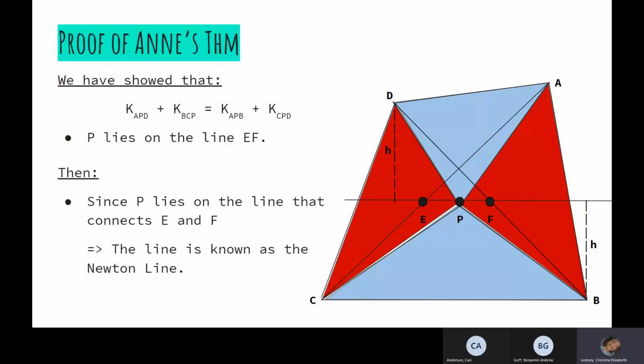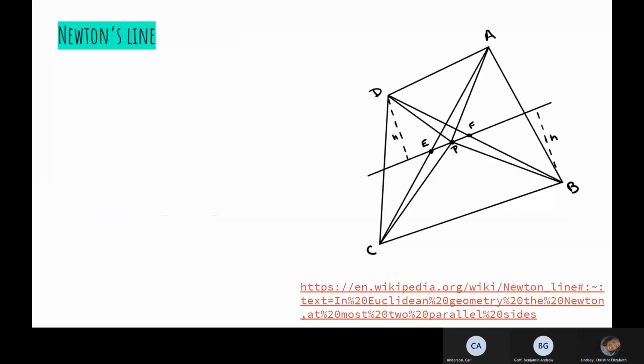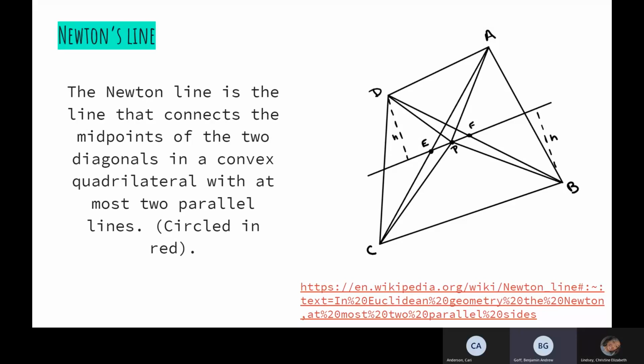So then we can see that since P lies on that line that connects E and F, this line is ultimately known as the Newton line. So the Newton line is the line that connects the midpoints of the two diagonals of a quadrilateral with at most two parallel lines. So if the quadrilateral is convex and it's not a parallelogram, then the two midpoints would not coincide. So if we draw the line between them, we call that the Newton line.